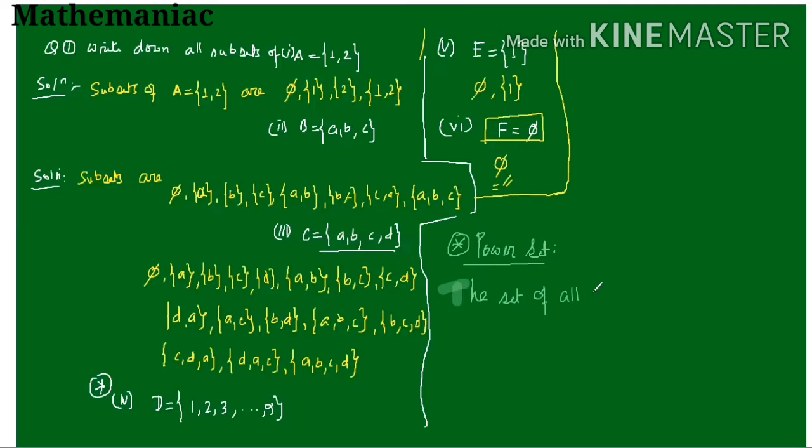The set of all subsets of a given set is called the power set of the given set. The set of all subsets of a given set is called the power set of the given set. So that is very important.